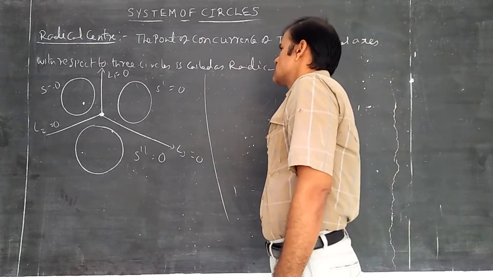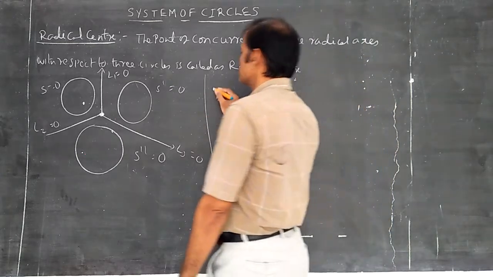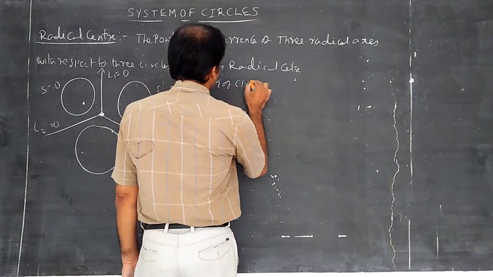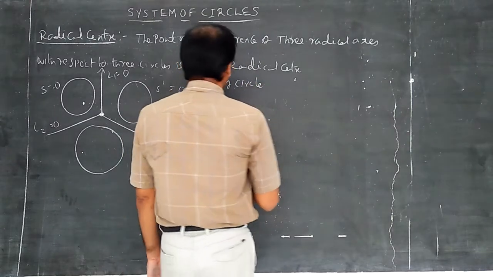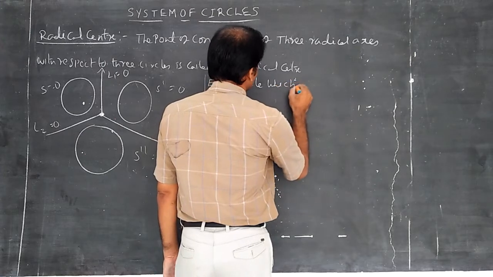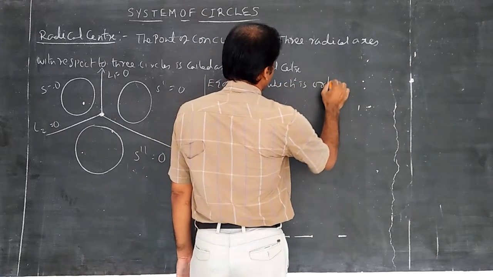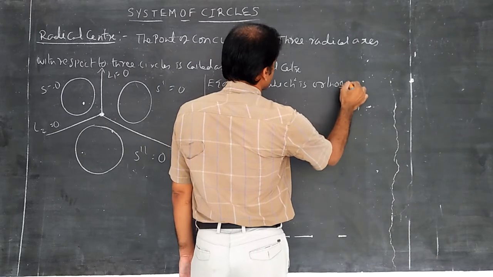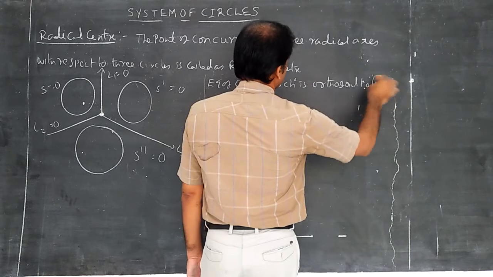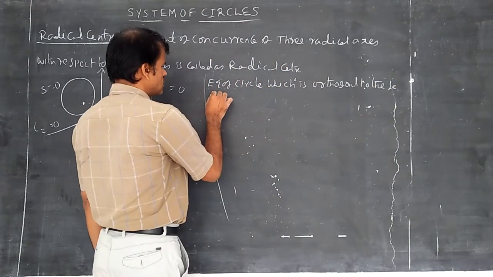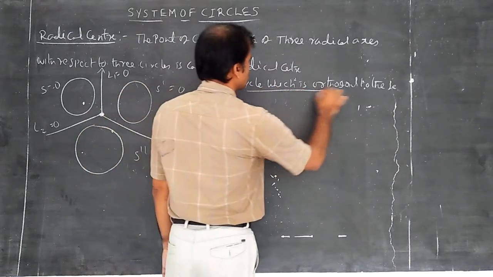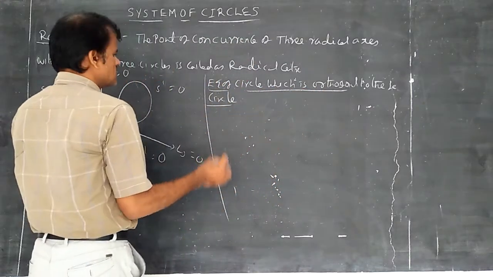Now I am going to discuss a theory with you: the equation of circle which is orthogonal to these three circles. The equation of a circle which is orthogonal to these three circles means, for example, this one.